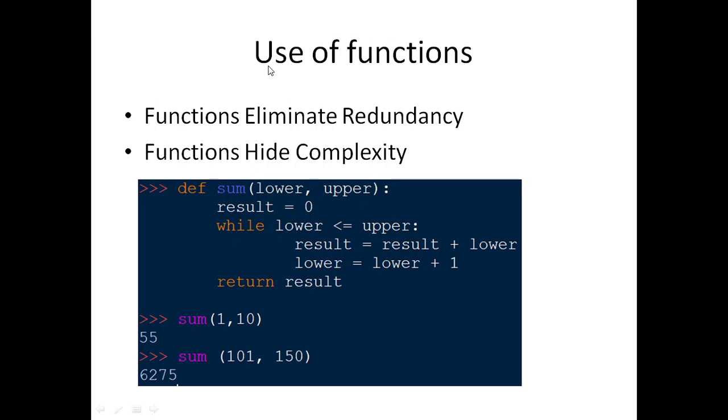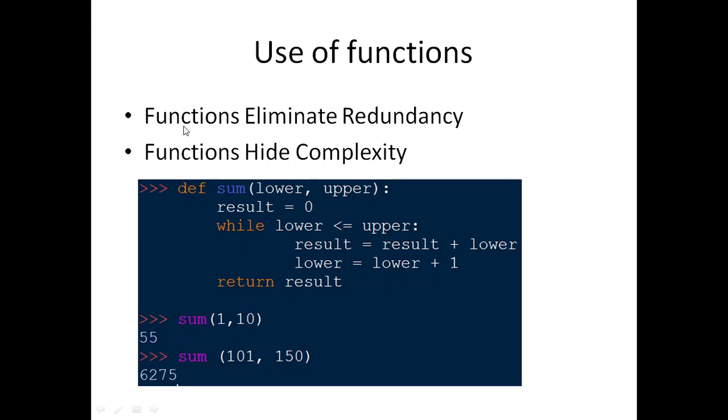So, use of functions. We will see this example first. This is a function: def. We will see the syntax and all later. So def sum, lower to upper. What this function does is it finds the sum of numbers within a range. If you give lower as 1 and upper as 50, it will find the sum between 1 and 50. It will add 1 plus 2 plus up to 50, and that sum will be returned. So this is the sum between lower and upper function.